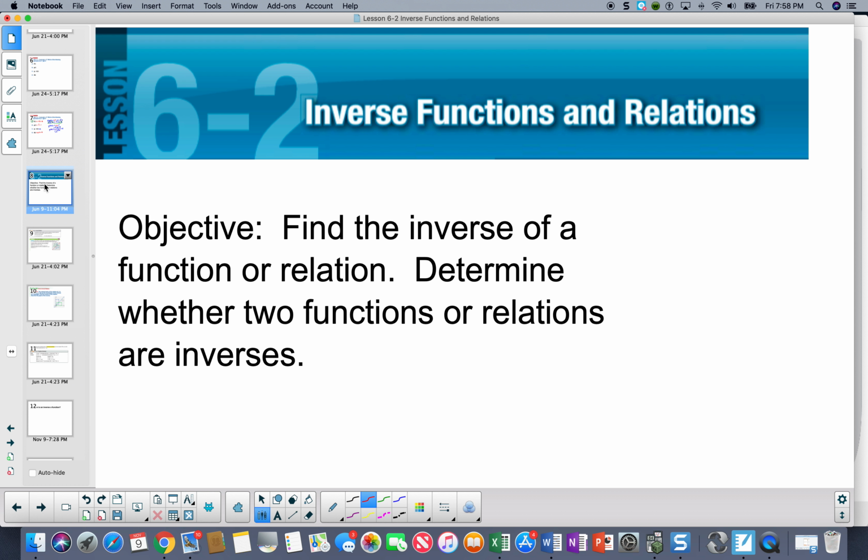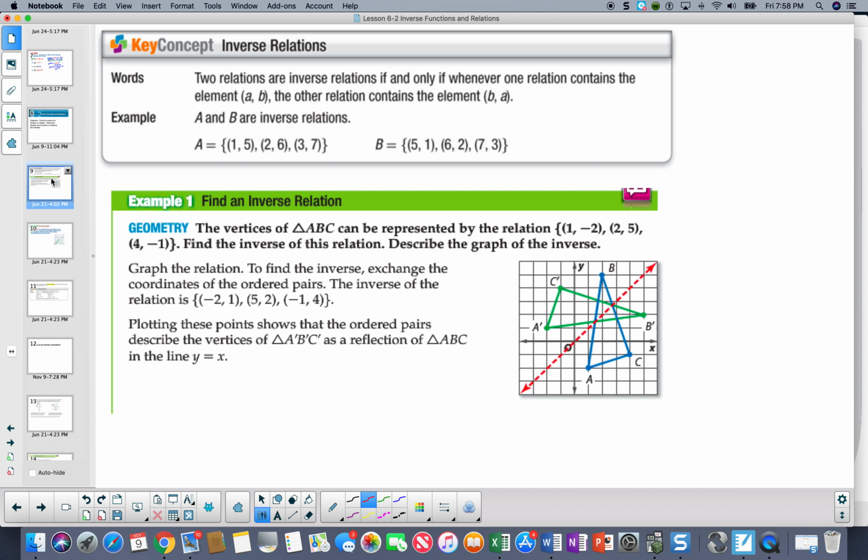Lesson 6-2, Inverse Functions and Relations. Objective: find the inverse of a function or relation, and determine whether two functions or relations are inverses of each other. An inverse relation is such that one relation contains the point (a, b), and the other relation will contain the point (b, a). So they're going to switch x and y.